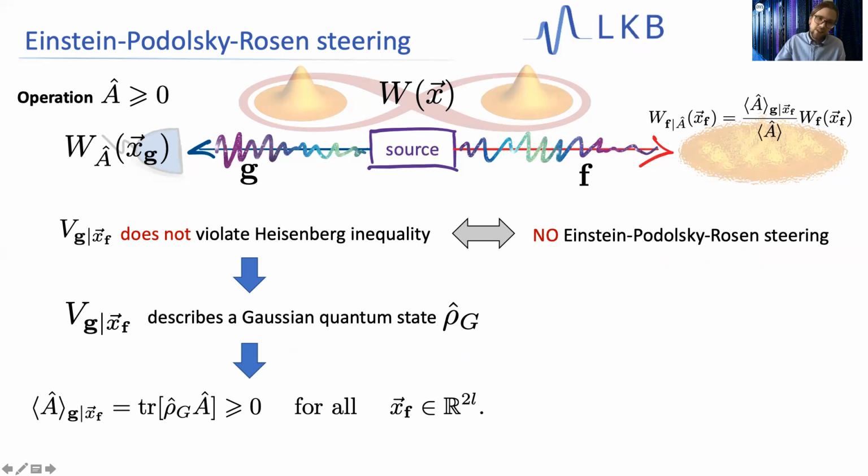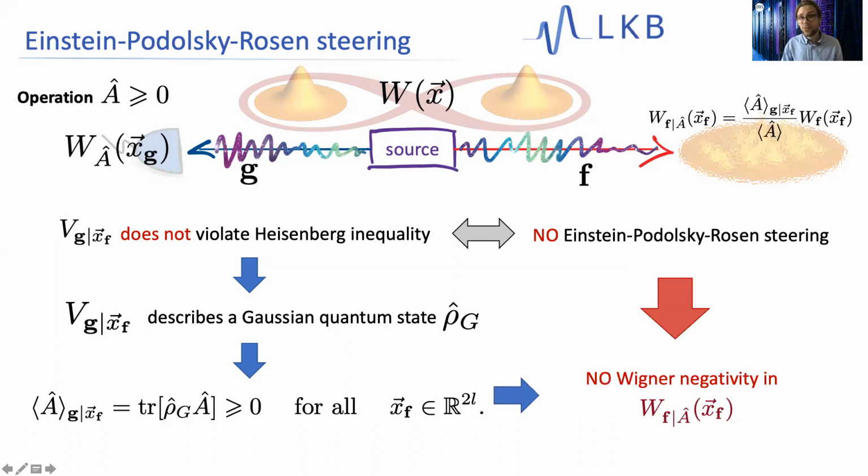And because A is a positive semi-definite operator, and this is a well-defined quantum state, this will always be larger than 0. And this is true for every value xf upon which we condition. So as a consequence, when we don't have steering from the modes f to the modes g by Gaussian measurements, we can never get Wigner negativity in this conditional state. And this is a really fundamental result, because it doesn't depend on the measurement I'm doing. When I don't have the steering, I can do whichever measurement I want on this side. It will never give me Wigner negativity.